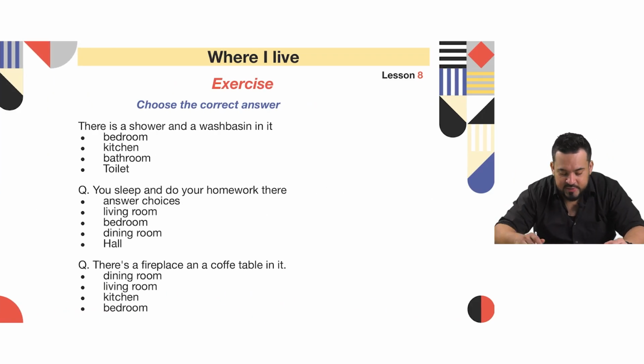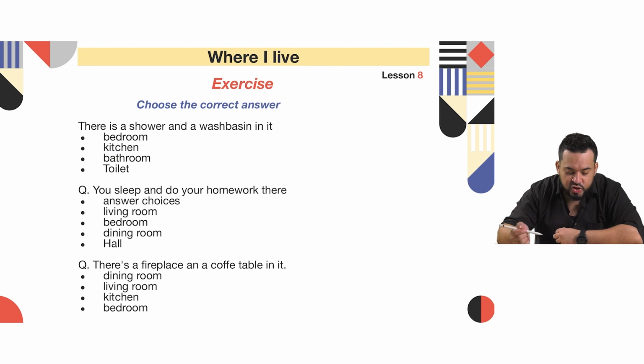Now, let's do a quick exercise together. Let's choose the correct answer. There is a shower and a wash basin in it. Where? Is it bedroom, kitchen, bathroom, or toilet?